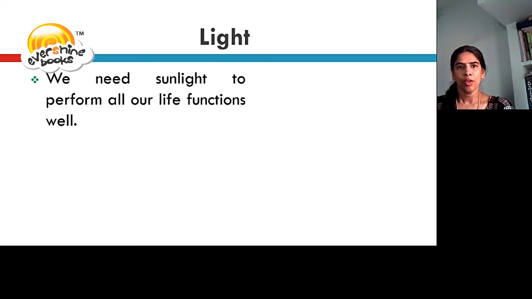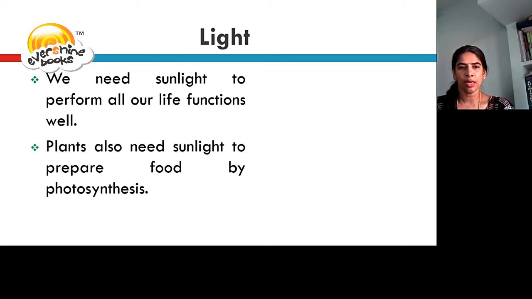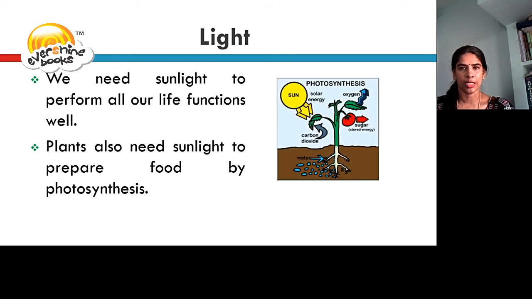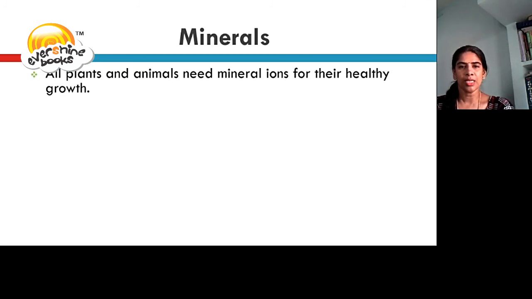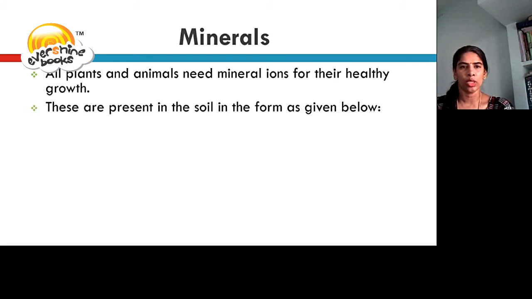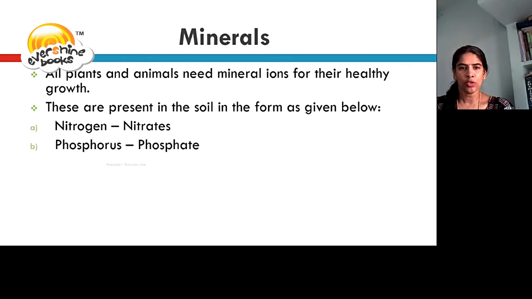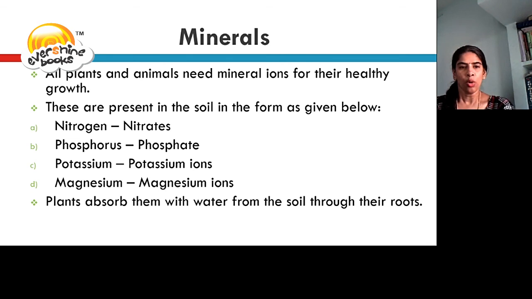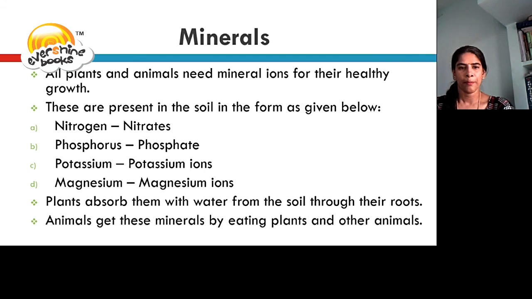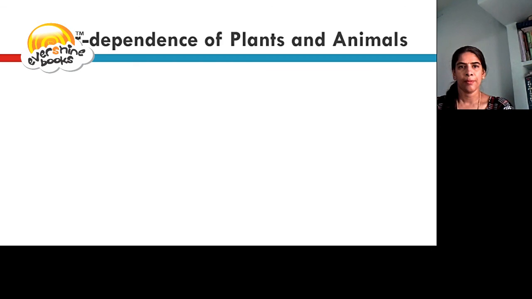Light. We need sunlight to perform all our life functions. Plants also need sunlight to prepare food by photosynthesis. Minerals. All plants and animals need mineral ions for their healthy growth. These are present in the soil in the form of nitrates, phosphate, potassium ions, magnesium ions. So, plants absorb these ions from the soil through their roots. Animals get these minerals by eating plants or other animals.